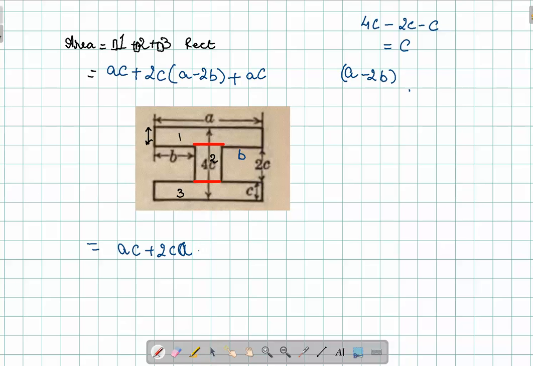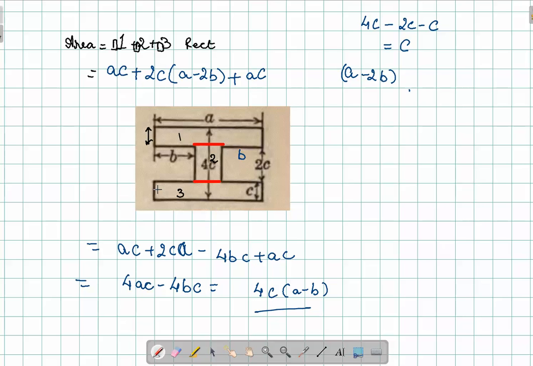So AC plus 2CA minus 4BC plus AC. So that is 2 plus 3 plus 4, 4AC minus 4BC. If you want to give it in a simplified form, you can say 4C times A minus B. Substitute the given values of A, B, C and you will be able to find the area of this pattern.